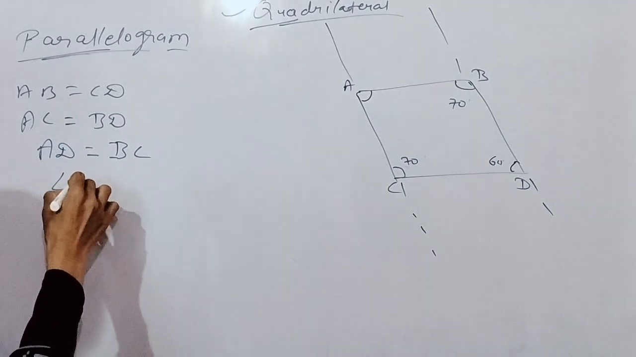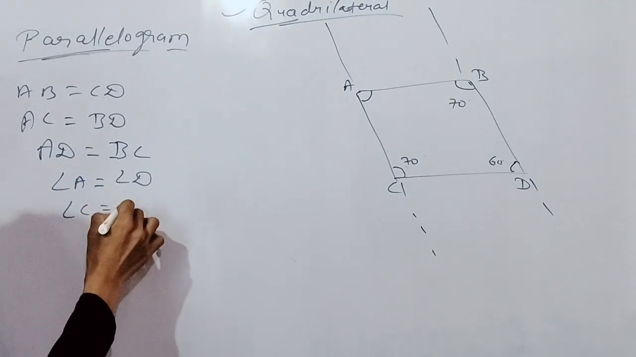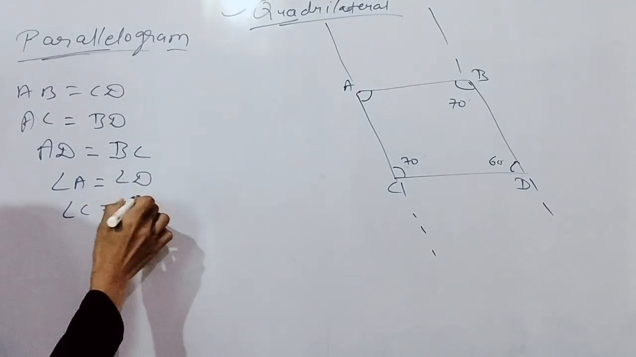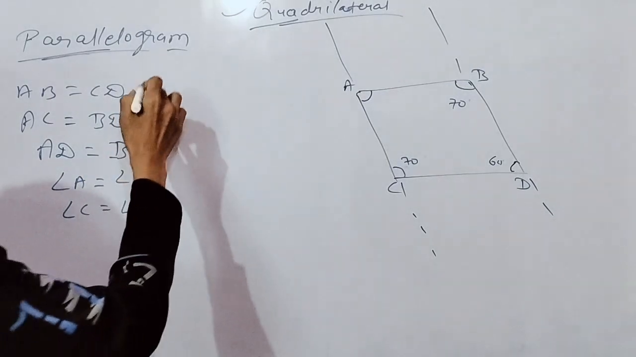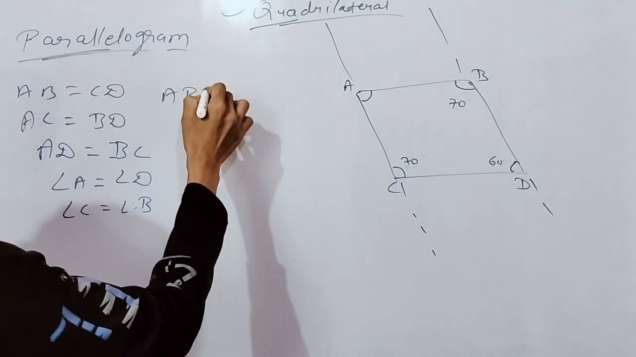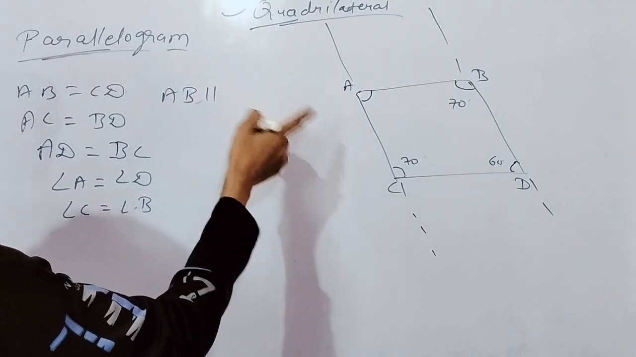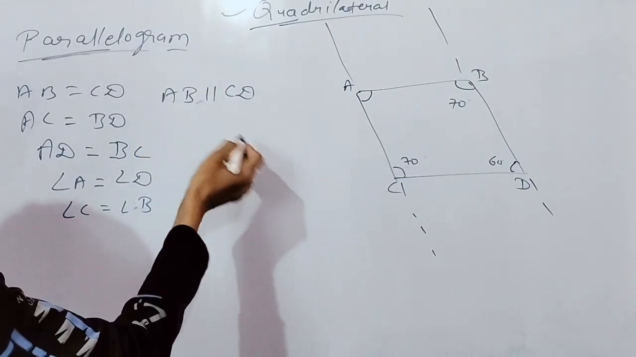So can you say angle A will be equal to angle D? Angle C will be equal to angle B. This will happen in a parallelogram. We remember I was saying that AB is parallel to CD. Yes, it was true. It will be true.